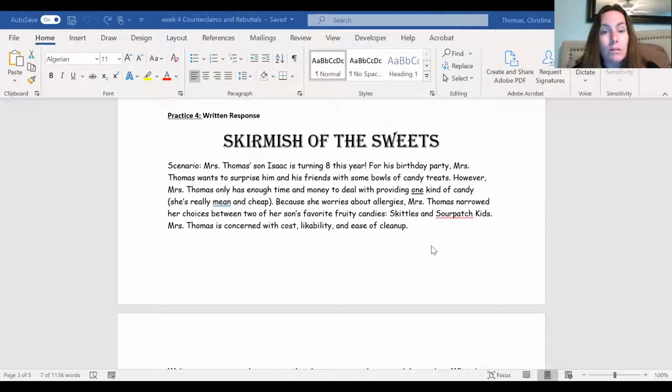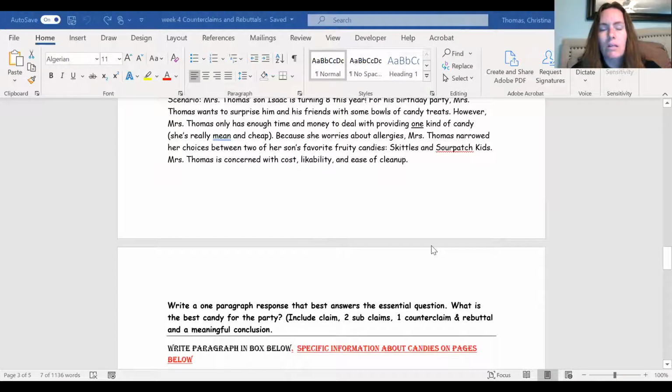So here's what I'm concerned with. I'm concerned with cost, likability, like will the kids actually like it? So cost: is it affordable? Is it a good price? Which one is a better price? Will they like it? Okay, group of 8-year-old kids. And what about cleanup? What if kids drop them places? What if they have them in their sweaty hands? What if, you know what I mean? Kids are gross sometimes. So what about ease of cleanup? Those are things you need to think of.